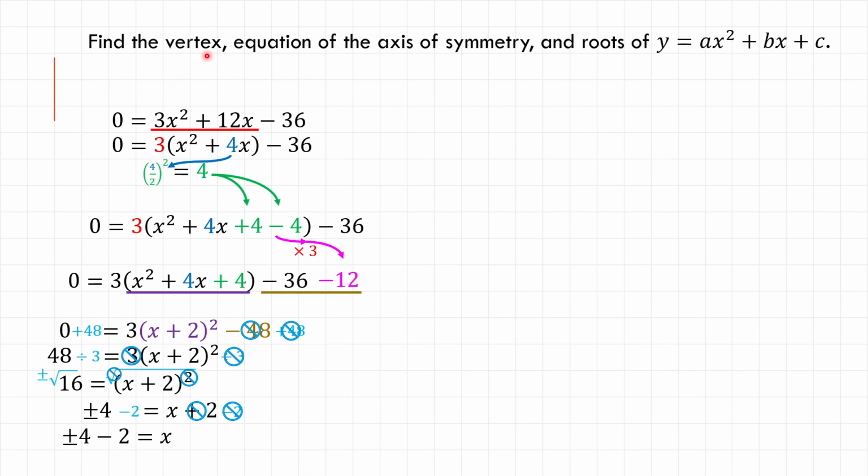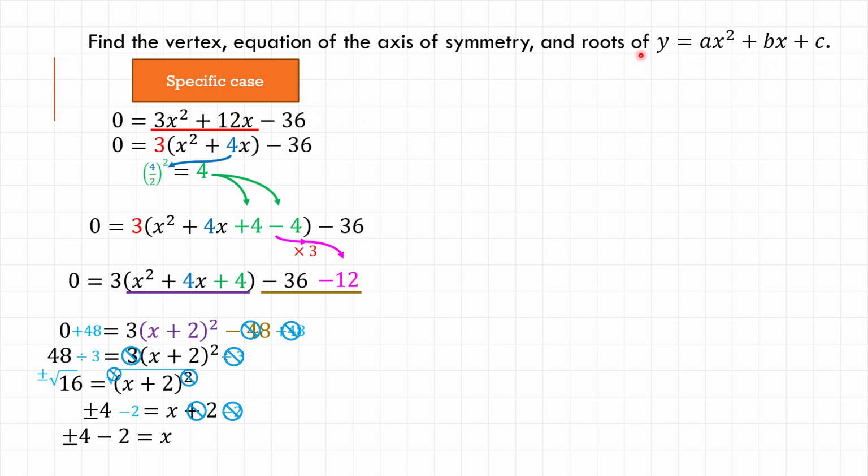And if I asked you to find the vertex, the equation of the axis of symmetry, and the roots of y equals ax squared plus bx plus c, here we have done what's called a specific case. So in this case, a is 3, b is 12, and c is negative 36. We were able to complete the square here, and then we were able to also isolate x to see that it was positive or negative 4 minus 2. Those are the solutions. But this question is asking you to do that without any numbers for a, b, and c, just leaving it as a, b, and c.